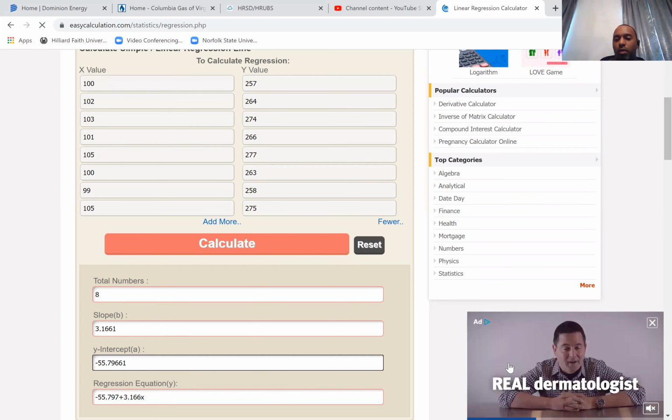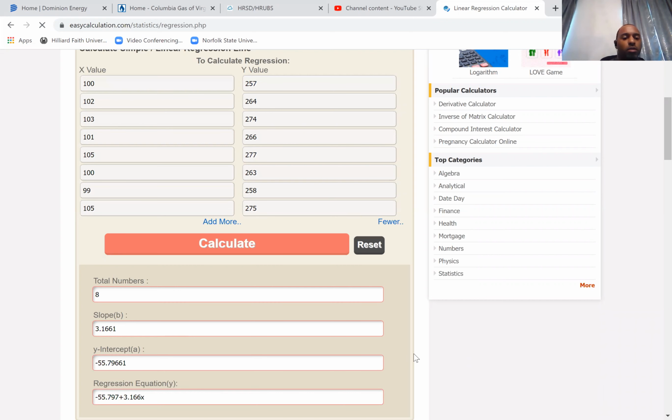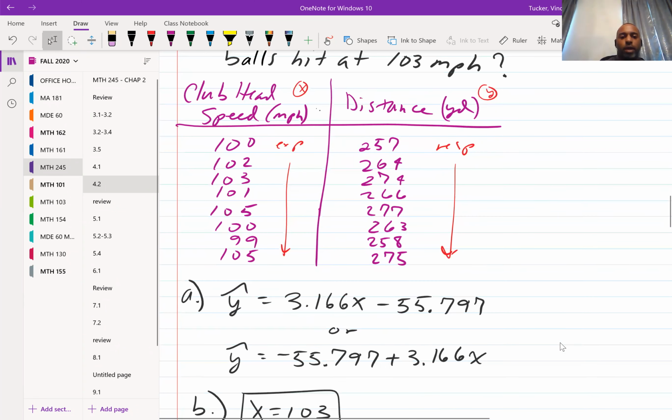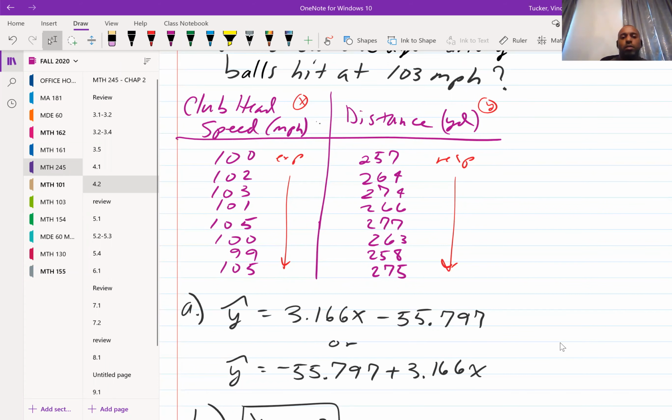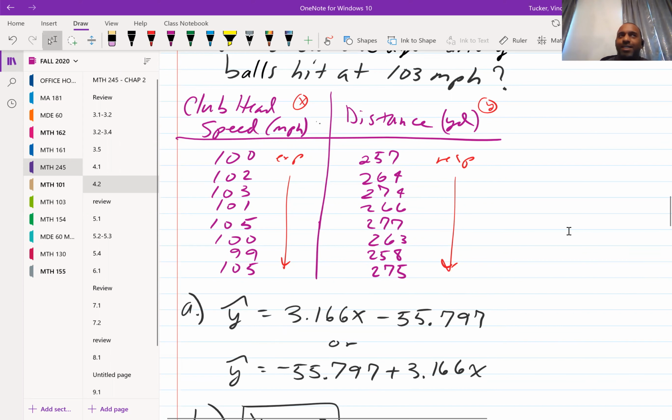All right, any problems before we go back to the notes? All right. So that's what we have right here for A. Once again, just emphasizing you can write it either way: 3.166x minus 55.797, or negative 55.797 plus 3.166x.